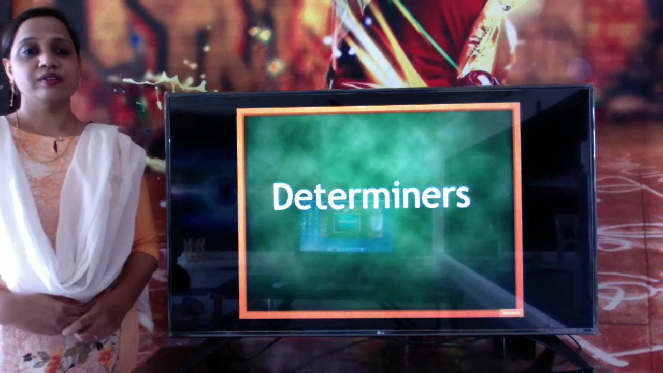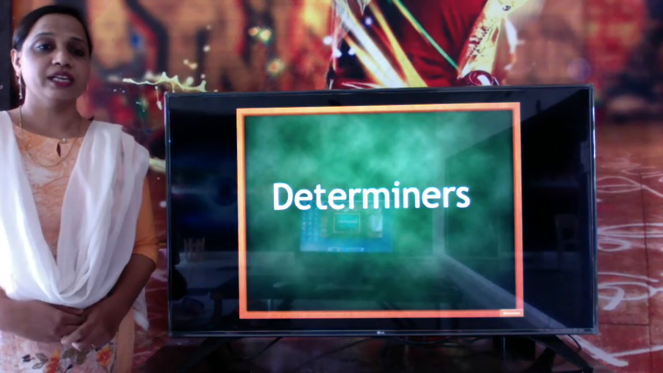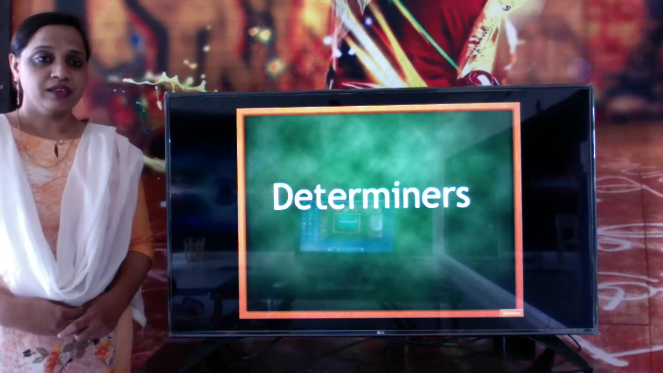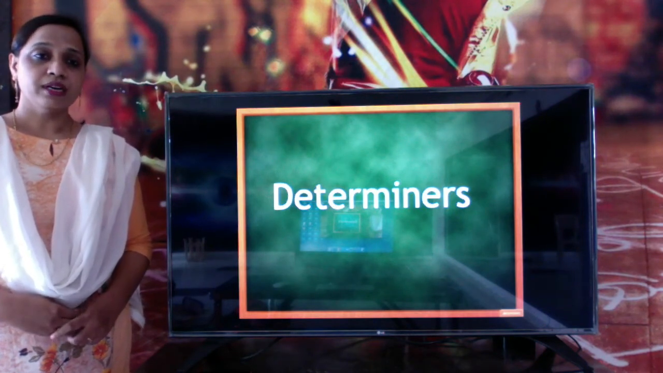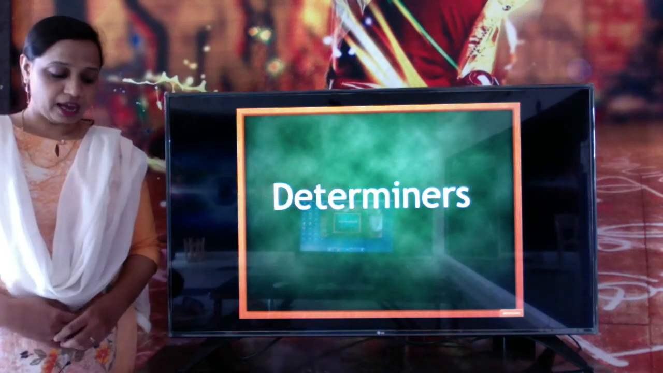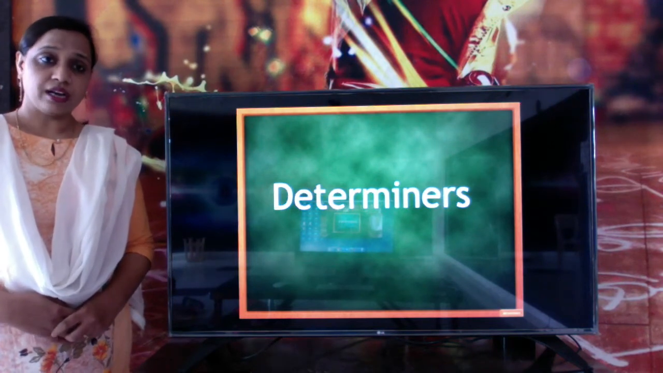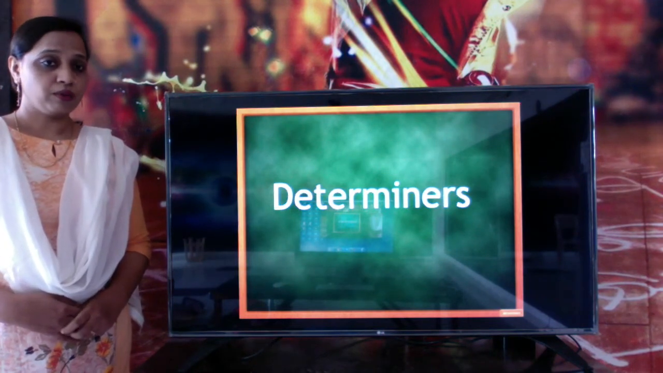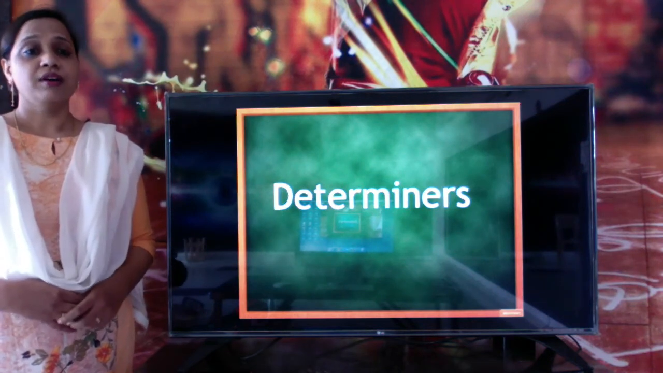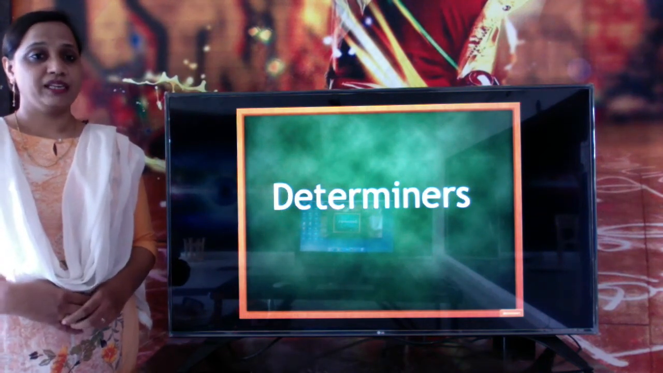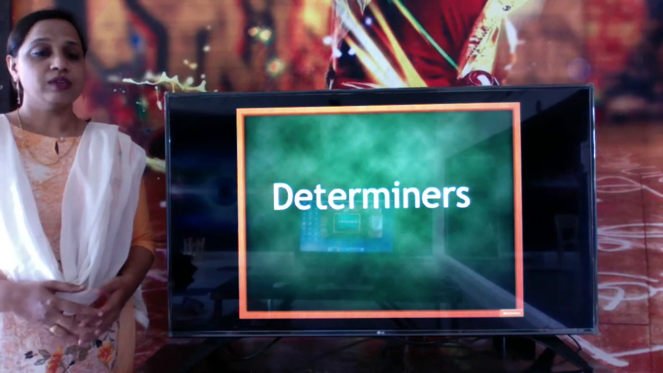Today we are going to learn a very important topic of English grammar, determiners. What is a determiner? A determiner is a modifying word that determines the kind of reference a noun or a group of nouns has. For example, the, every, some, any, a few, etc. So let's see.